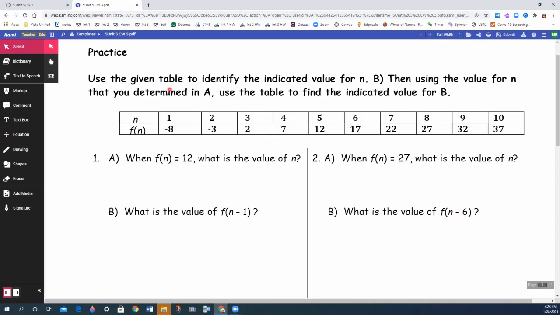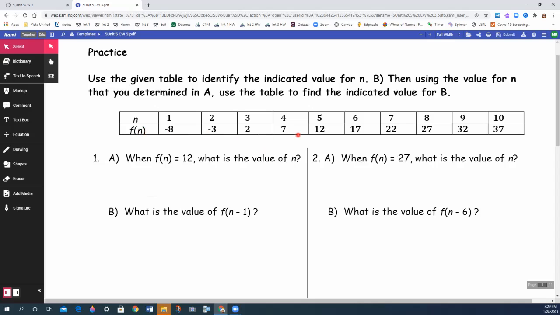It says, use the given table to identify the indicated value for n. Then use the value for n that you determined in A to find the indicated value for B. Okay, so on number 1, it says when f of n is 12, what is the value of n? So I want to find my n that gave me an f of n of 12.